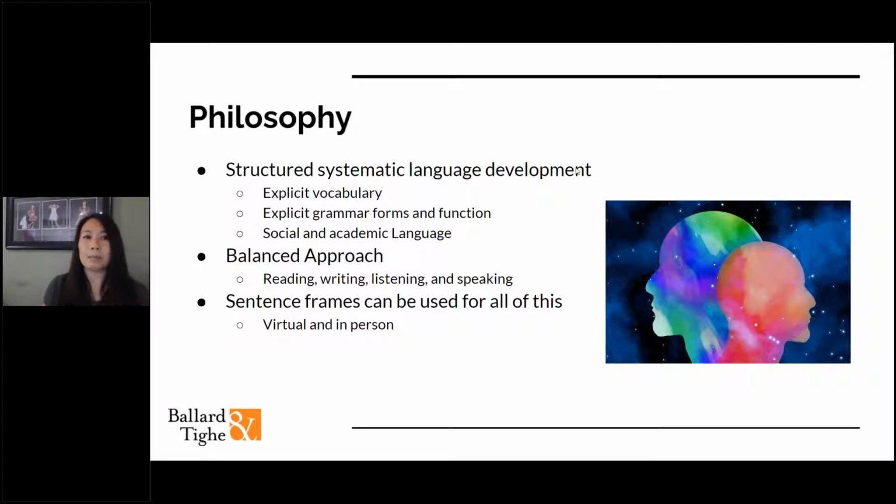We also want to do explicit grammar, forms, and functions. It's not enough to know what past tense means. The function of that is talking about past time, things that happened before. So we want students to know not just about grammar forms, but how to use them, so what function they serve. We also do a lot with social as well as academic language because, as you know, students need both.